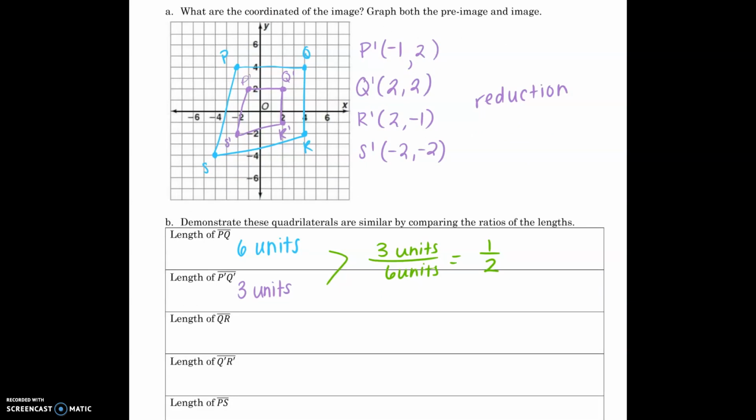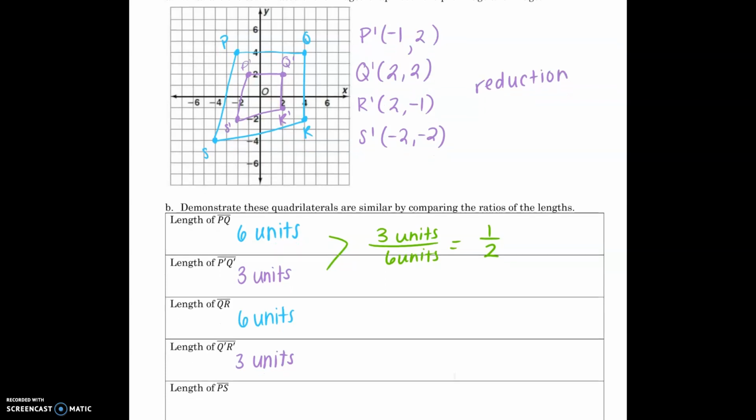For the length of QR, we also have 6 units. We can count again because it's a vertical line. And for the length of Q prime R prime, we have 3 units. So again, if we divide 3 by 6, we get 1/2, which is equal to our scale factor.